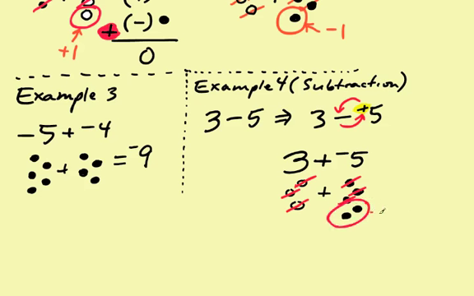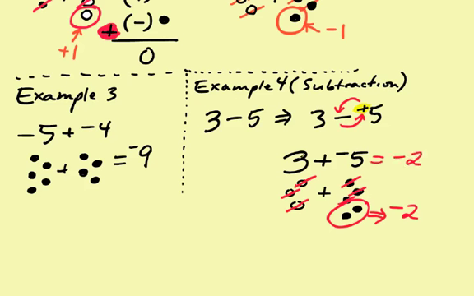is 2 black dots or -2. So 3 minus 5 is -2. So this answer is -2.